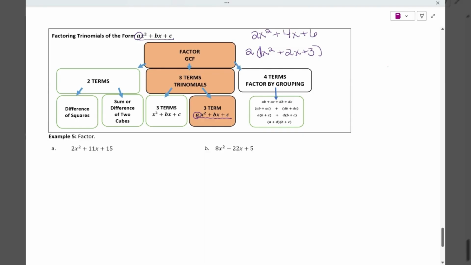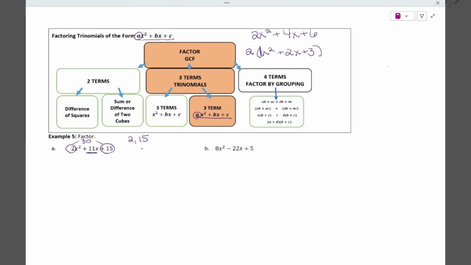So the first example, example 5a, is 2x squared plus 11x plus 15. The way that works is you look at the coefficient of the first term, which is a 2, and the constant term, which is a positive 15, and you multiply those. So 2 times 15 is 30. I'm going to look for factors of 30, two numbers that multiply to give me 30 and add up to that middle term of positive 11. So let's see, I know 2 and 15 is 30.